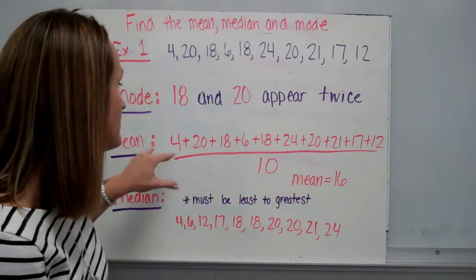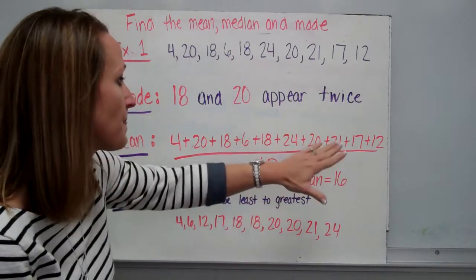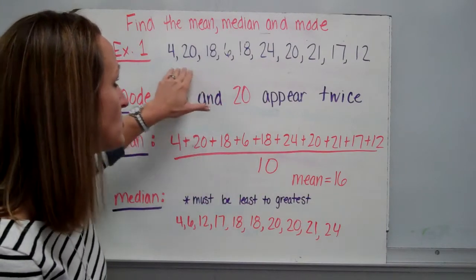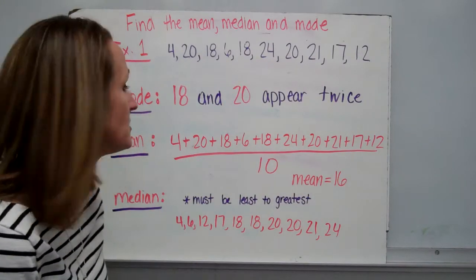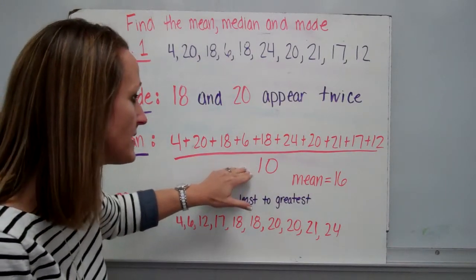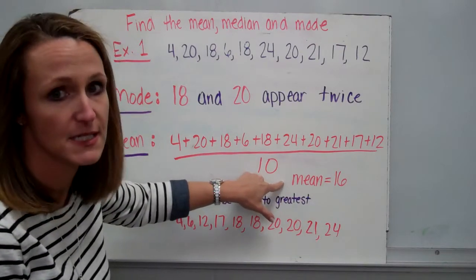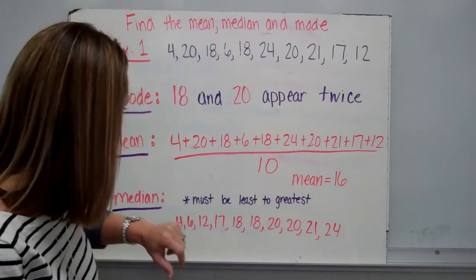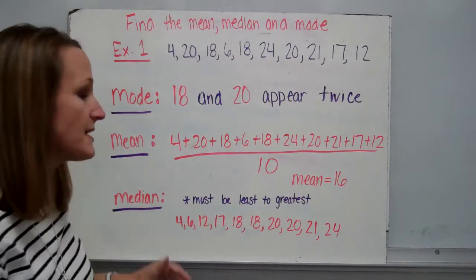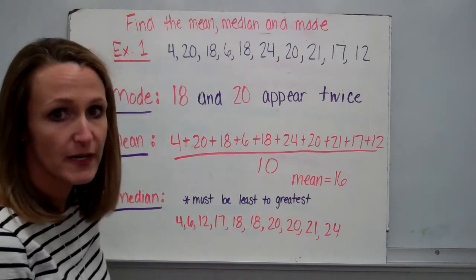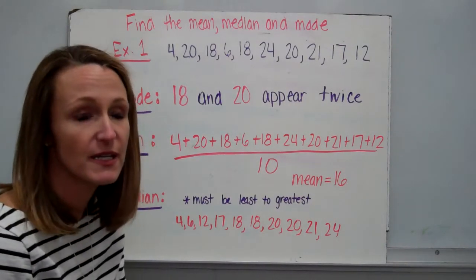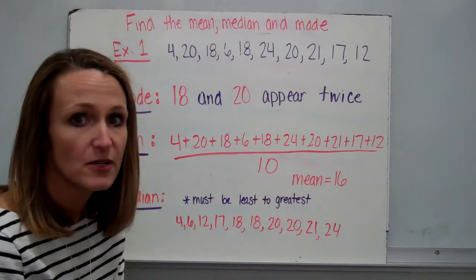The mean. To find the mean, we're going to add everything up. We're going to divide by the number of numbers. Well, in this case, we had 10 numbers, so we added them all up. We divide by 10. We find that our mean is 16. Okay? The median. Remember, it has to be in order from least to greatest. I guess you could do greatest to least, but in any case, it has to be in order numerically.